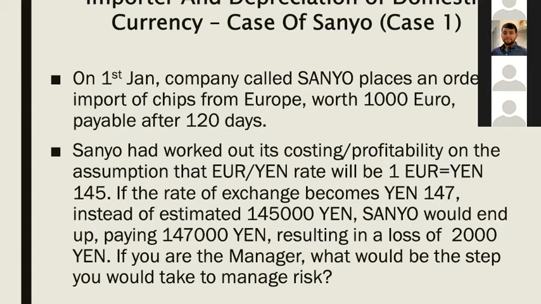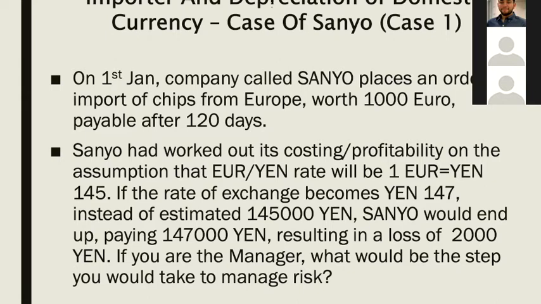So in case you know that the exchange rate is likely to move this way, you will get a forward exchange rate quotation, and if the quote given by the bank is acceptable to you, you might agree. For example, you are expecting that yen is going to be 147 instead of 145 within 120 days, and you ask the bank for a forward rate for 120 days. If the bank quotes you 146, and you are expecting that it is going to be 147, will you buy a forward contract or will you keep it open?